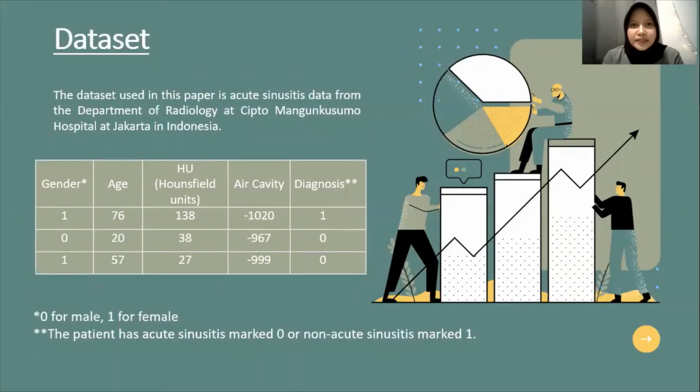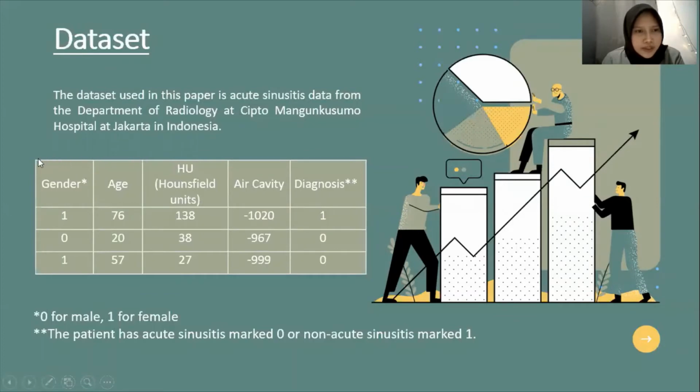The next is dataset. Like I said before, the dataset used in this paper are from CT scan data that we get from Department of Radiology at Cipto Mangunkusumo Hospital in Jakarta, Indonesia. There are 5 variables. One of them is a dependent variable and the rest of them are independent variables.